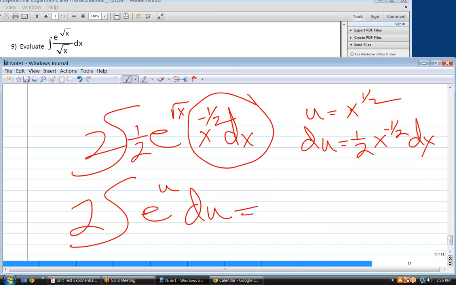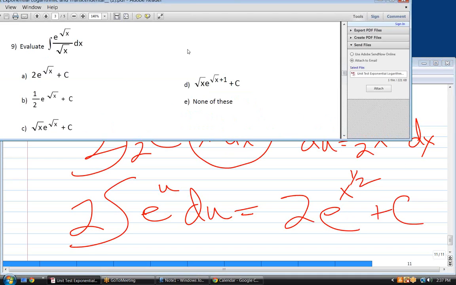That's equal to 2 e to the u, which is 2 e to the square root of x, plus c. Which is a. Correct.